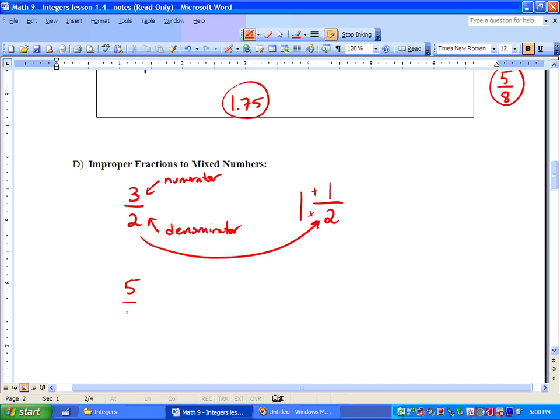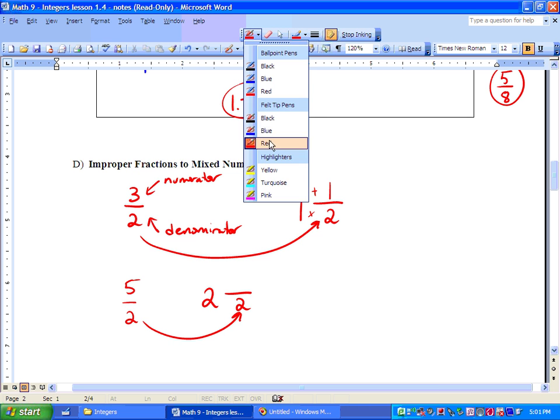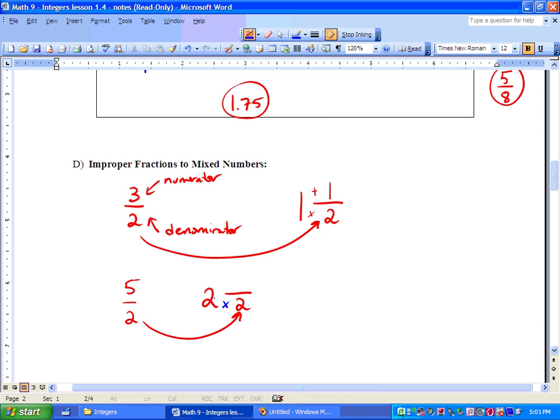5 over 2. Okay, well, how many times does 2 go into 5? Well, it goes in twice. And then we bring our denominator down, and we have 2. And then we're going to go 2 times 2, which is 4. 4 plus 1 is 5. Alright? And you can also, and I'd like you to try this one on your own, 7 over 4.